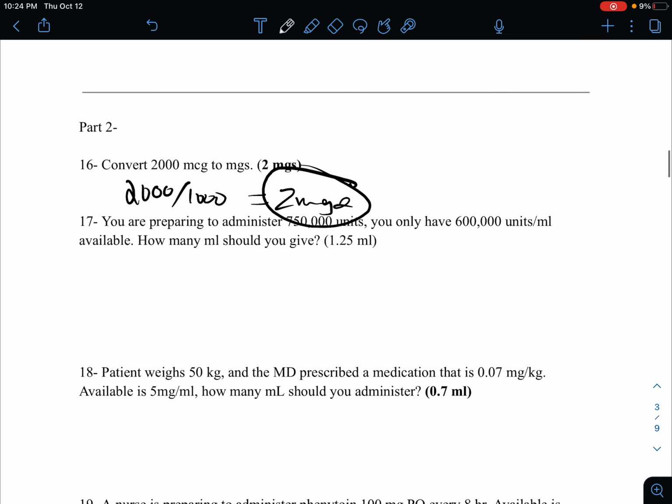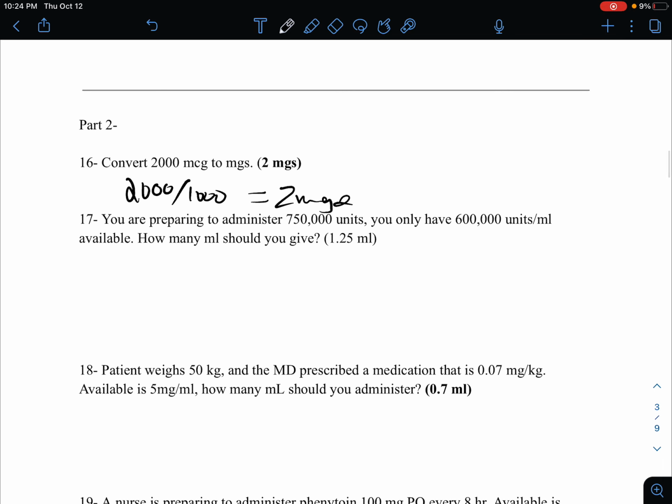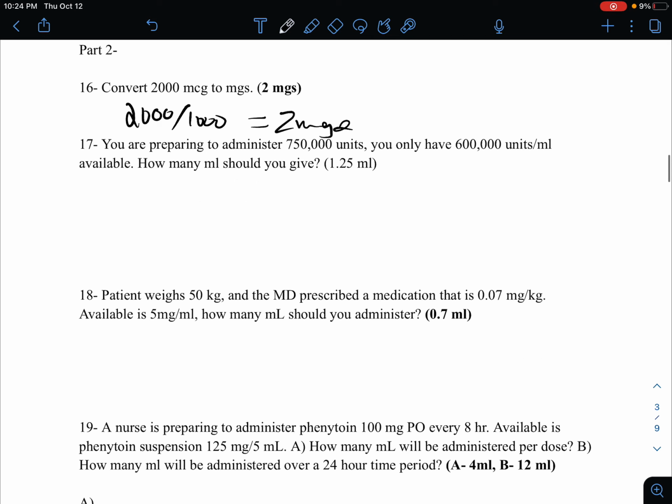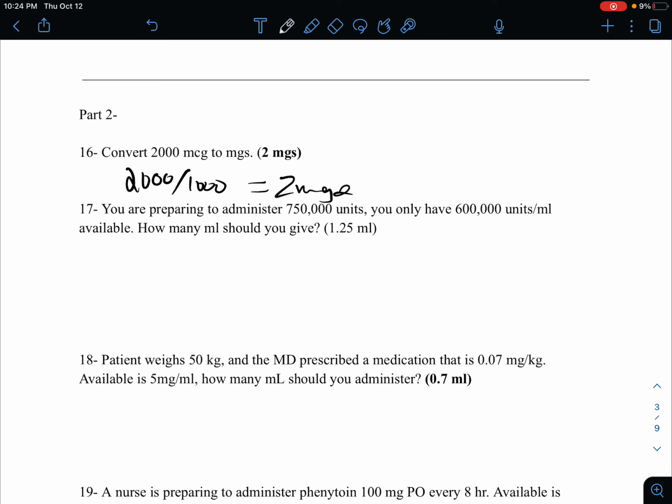Okay, you are preparing to administer 750,000 units. You only have 600,000 units per milliliter. How many milliliters should you give? This problem is still the same exact thing. Yes, we're working with units, but just think of it this way: what you have always goes first.